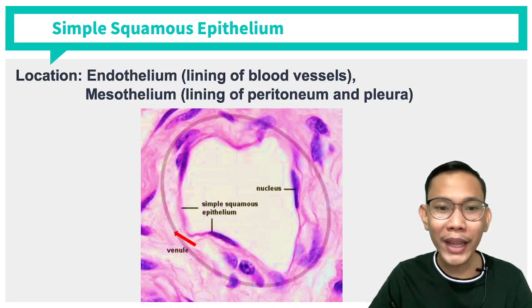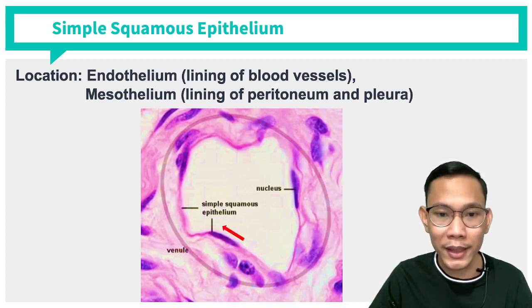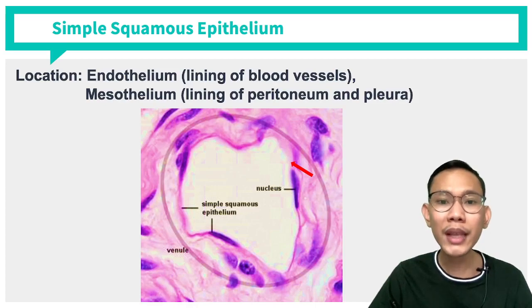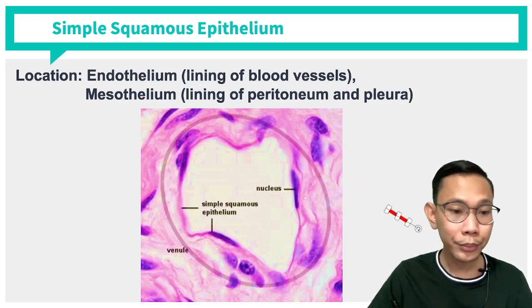So this is now an example of the lining of your blood vessel. This is the lumen of your blood vessel and the lining of your blood vessel. So therefore, this is an endothelium. These are now your flat cells. What you can see are flat cells. So therefore, this is simple squamous epithelium. Very good.